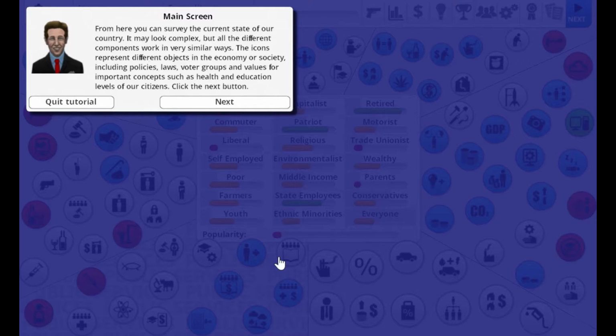From here you can survey the current state of country. It may look complex, but all the different components work in very similar ways. The icons represent different objects in the economy or society, including policies, laws, voter groups, and values for important concepts such as health and education levels of our citizens.